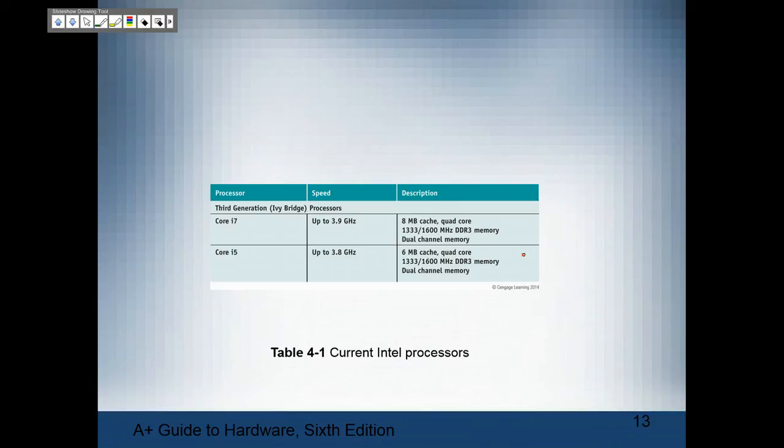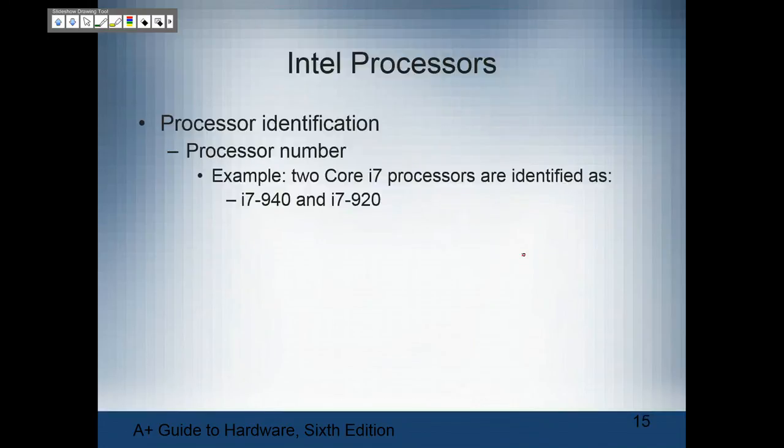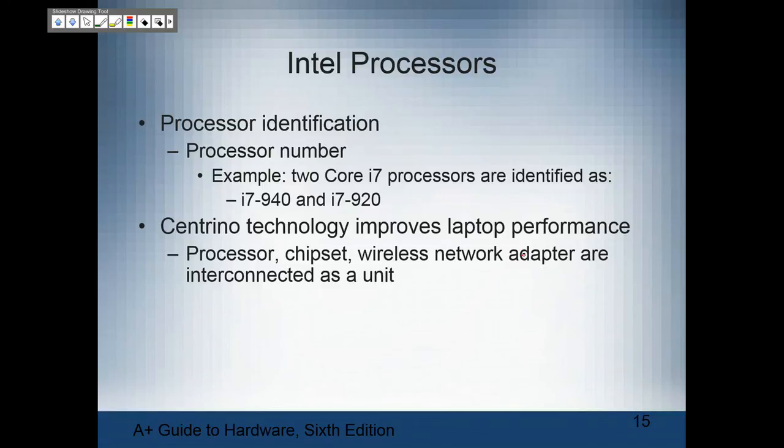So hopefully you start getting the concept that as we start building the machine, the CPU is really important, the memory is really important, how fast it is, how much cache you have can also become a big deal. What kind of cache? How much of each kind of cache do we have? Processor number, for example, quad-core i7 processors identified as the i7 940 and the 920. So this is just the processor numbers and how each of these things are configured.